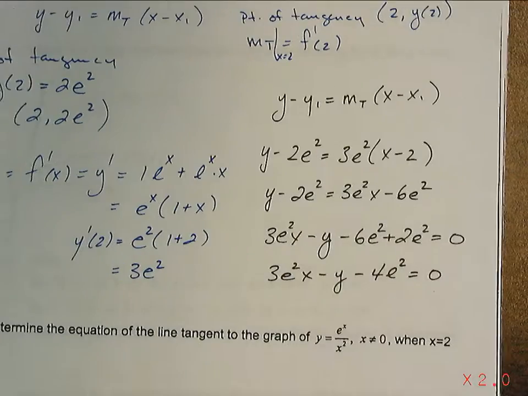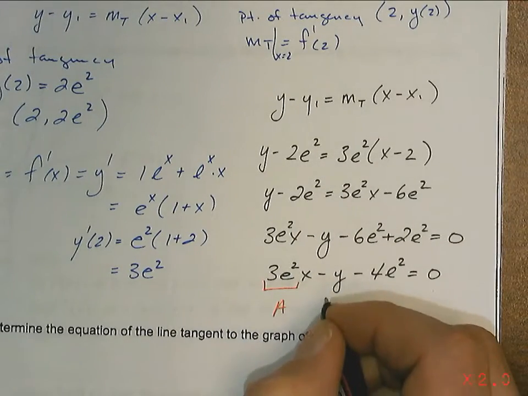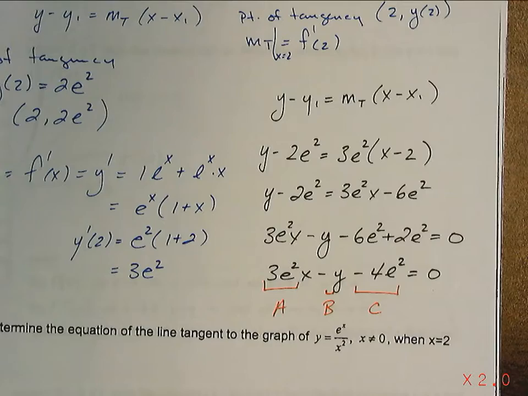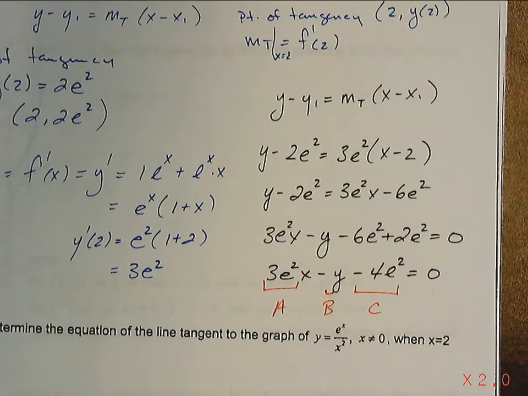And that is what your answer is. That's an equation of a line. That's your a value, negative 1 is your b value, and negative 4e squared is your c value. And that's what life looks like from here on in, kids.